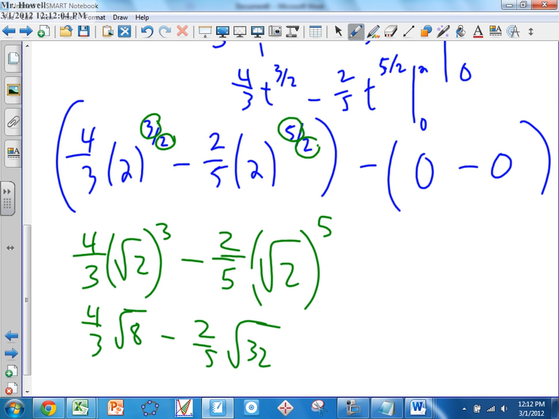What we could do right now, if we really wanted to, is break them up. This is really 2 radical 2. This here is really 4 radical 2.